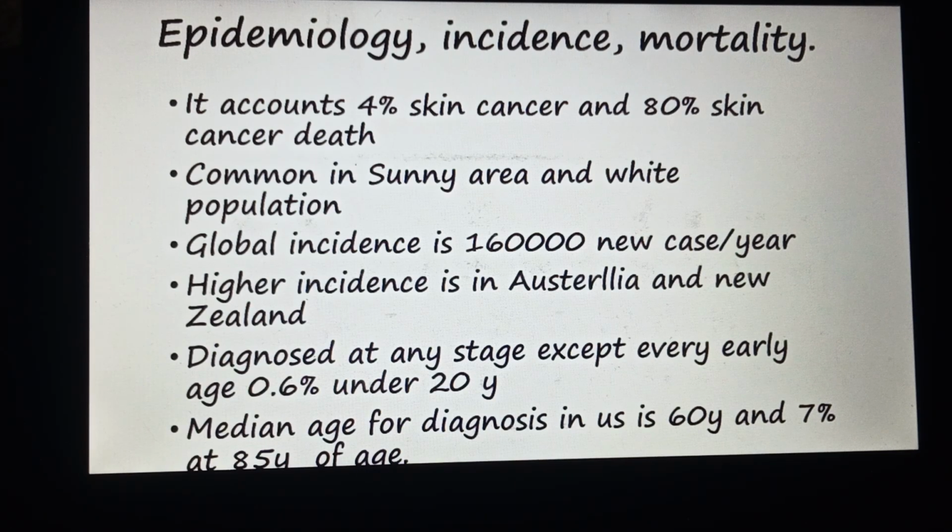Melanoma is diagnosed at any stage except very early age. 0.6% of cases of melanoma are usually diagnosed under 20 years of age. The median age for diagnosis in the US is about 60 years, and 7% at 85 years of age.